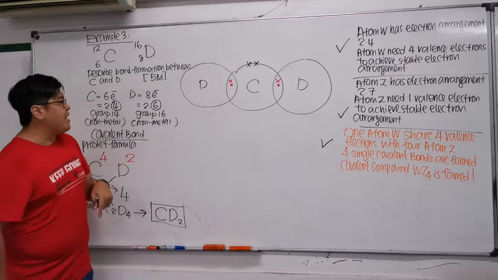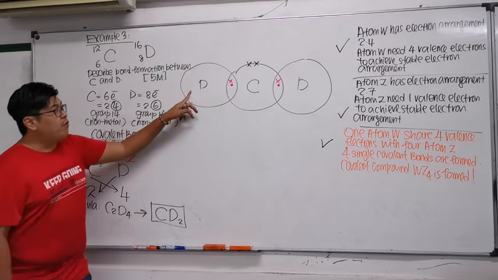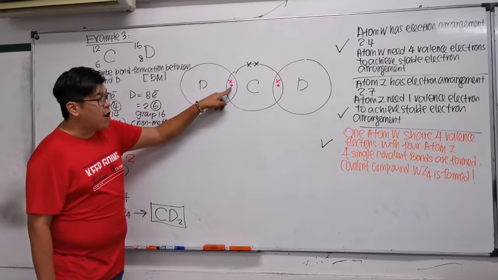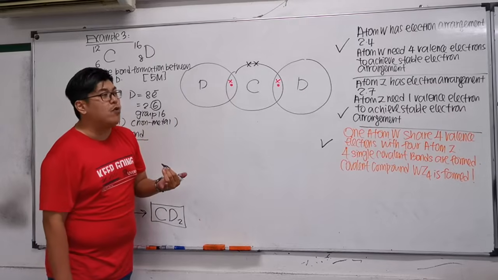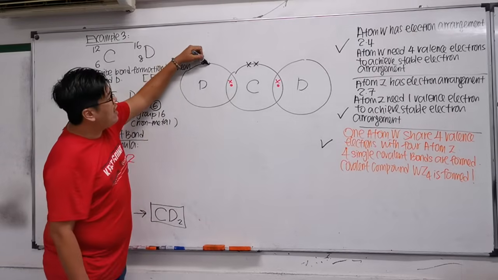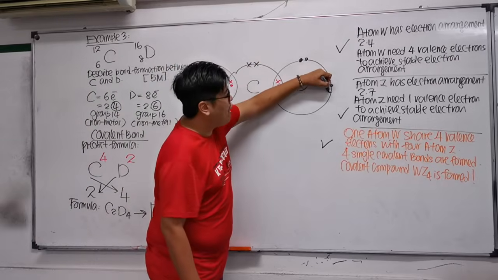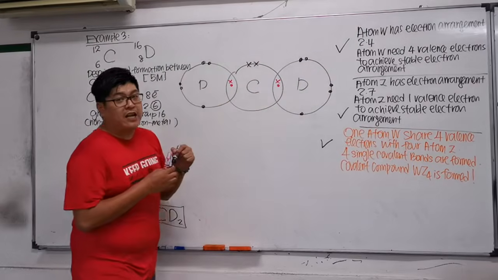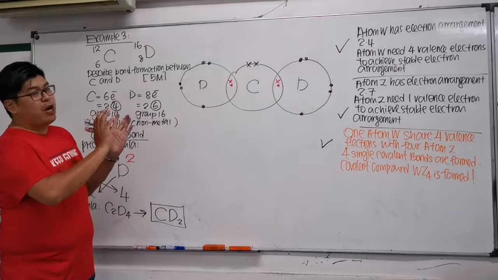Same thing. Look, what about D? D has 6 electrons, but you only contribute 1 electron for sharing. You only use 1 out of 6 electrons. You are left with 5: 1, 2, 3, 4, and 5. After you share the electrons, always ask yourself, are they stable or happy? Okay guys, now let's check one by one.